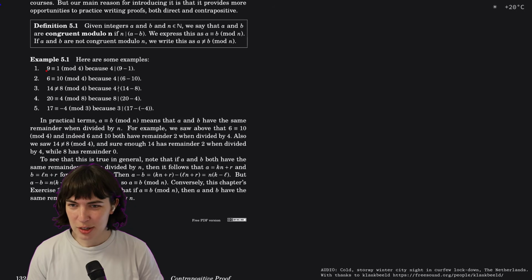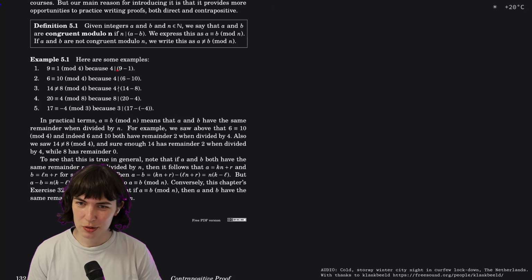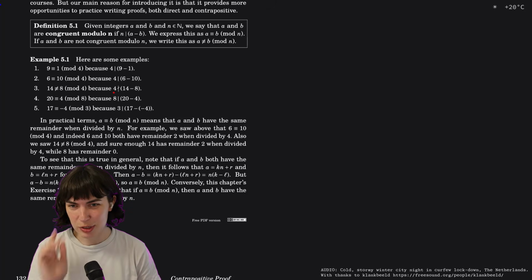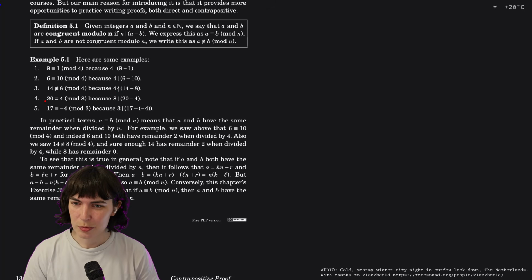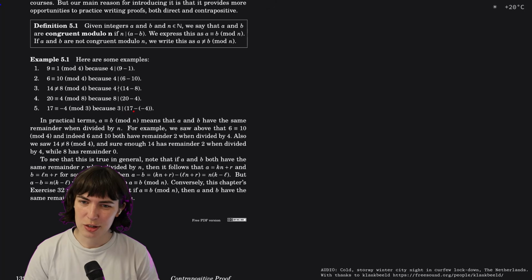Okay. 9 is congruent to 1 mod 4 because 4 divides 9 minus 1. 6 is congruent to 10 mod 4 because 4 divides 6 minus 10. 14 is not congruent to 8 mod 4 because 4 does not divide 14 minus 8. 14 minus 8 is 6, right? Yeah. 4 does not divide 6. 20 is congruent to 4 mod 8 because 8 divides 20 minus 4. 17 is congruent to minus 4 mod 3 because 3 divides 17 minus 4.